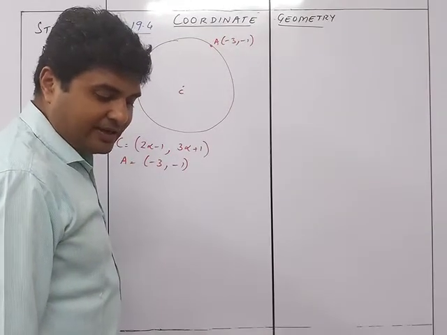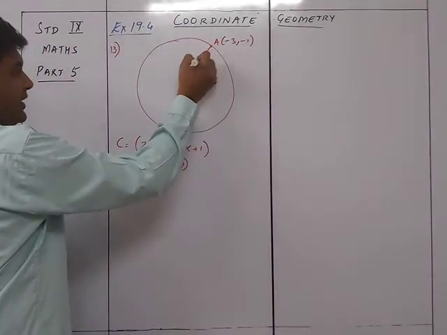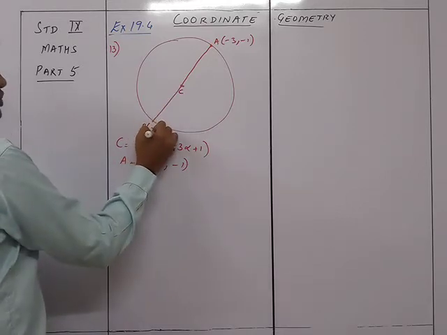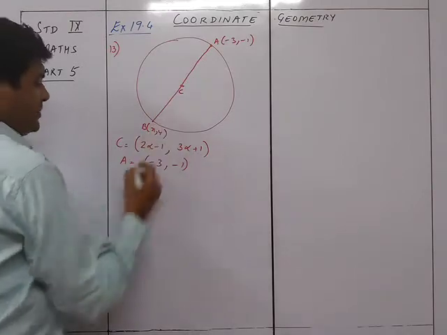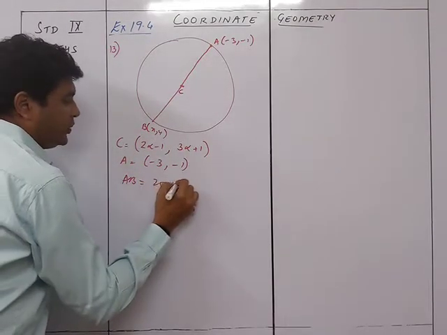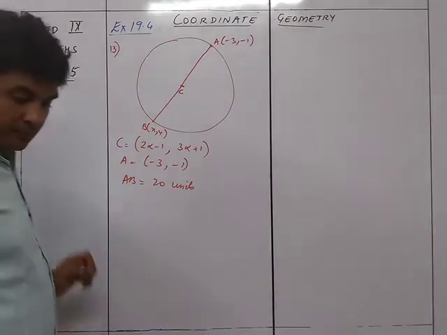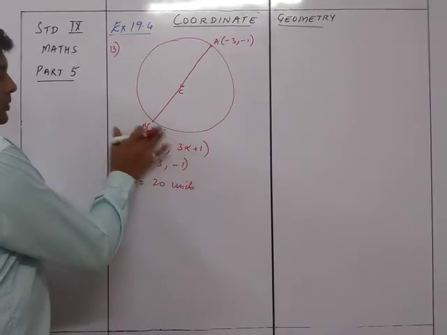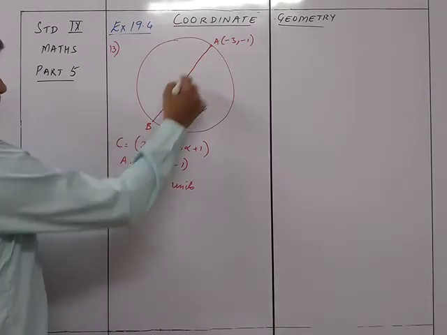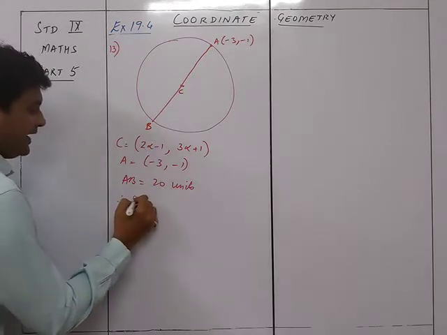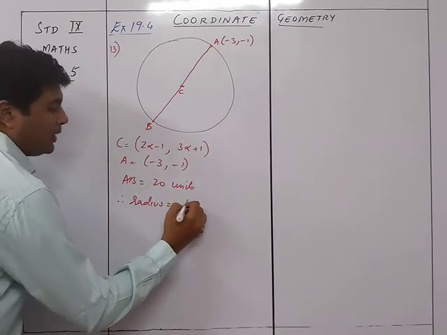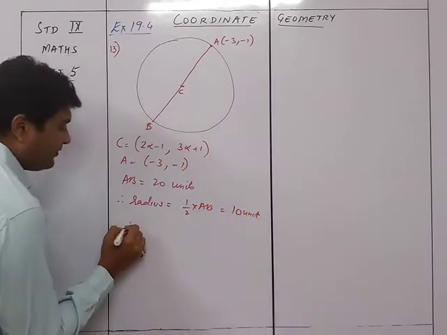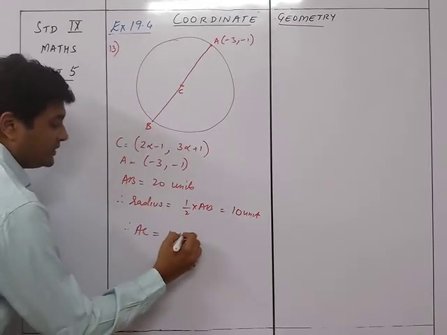If the diameter of the circle is 20 units, that means if I join a line over here like this, passing through C, then this is point B, which is (x, y). And the distance AB is given as 20 units. Now AB is equal to 20, that means radius will be equal to half of AB, that is equal to 10 units. Therefore, AC is equal to 10 units.